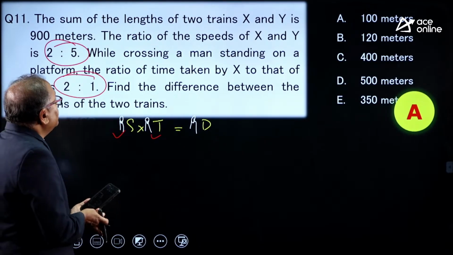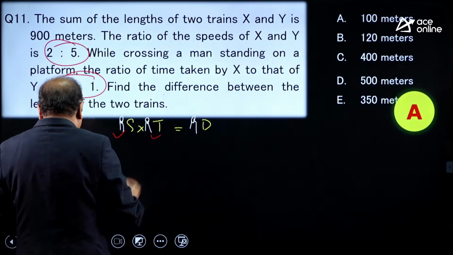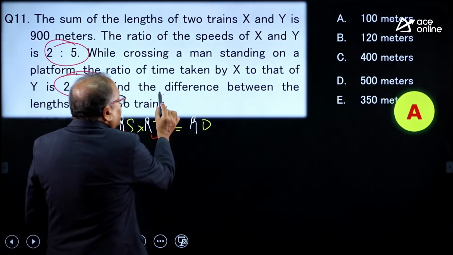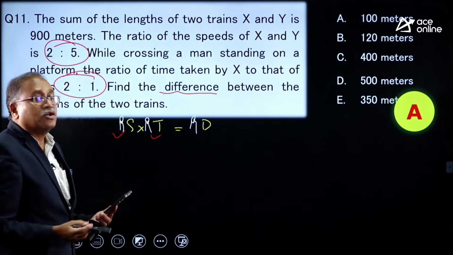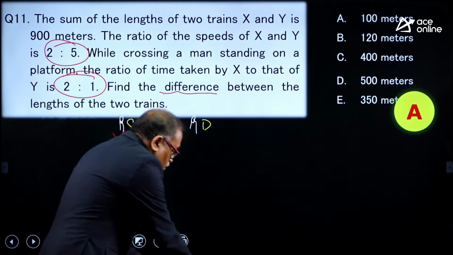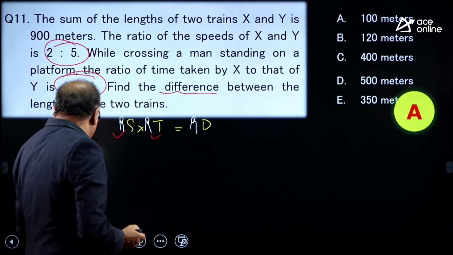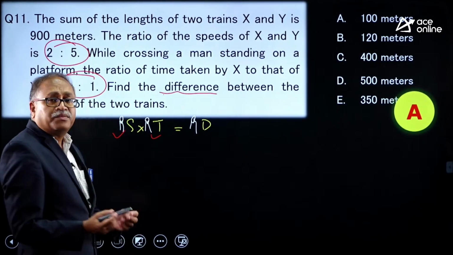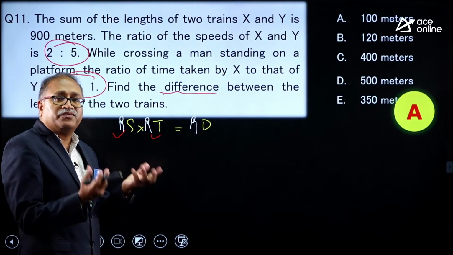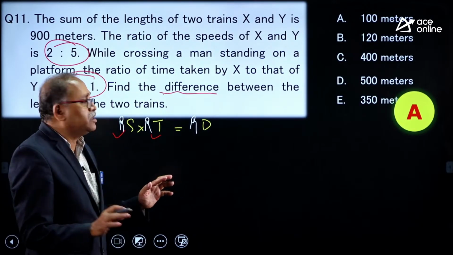The difference between the length of 2 trains, look at this one my dear friend. So, do not worry, you are learning, maybe one question and small mistakes. So, before the exam all these mistakes will be eliminated.